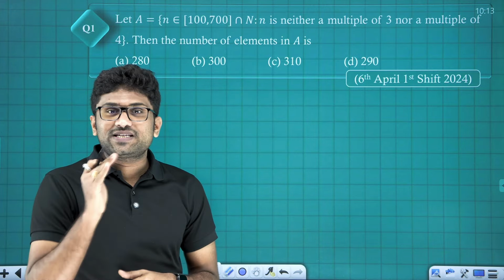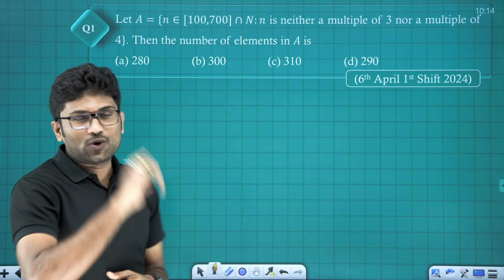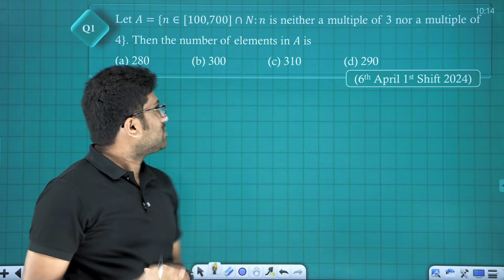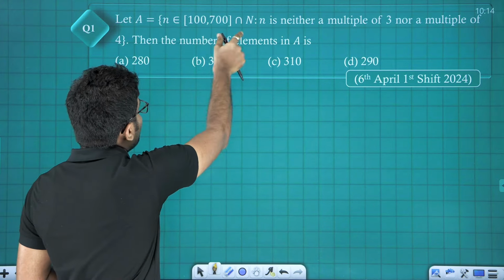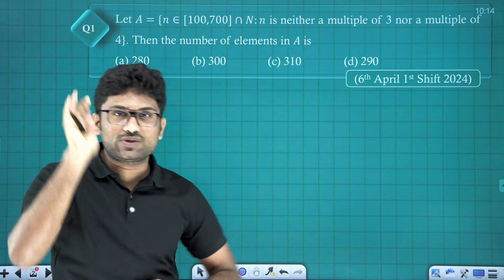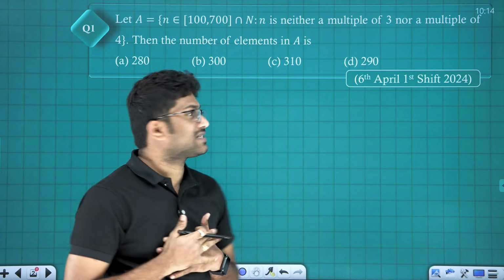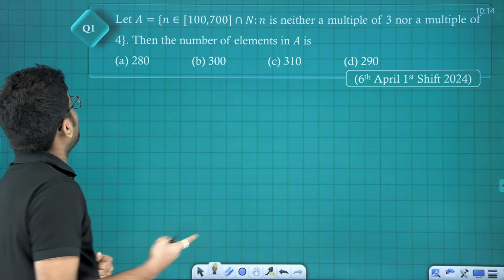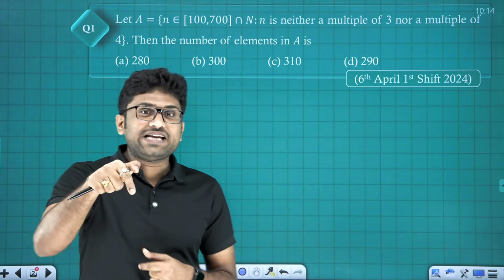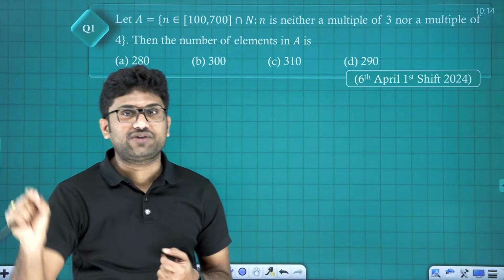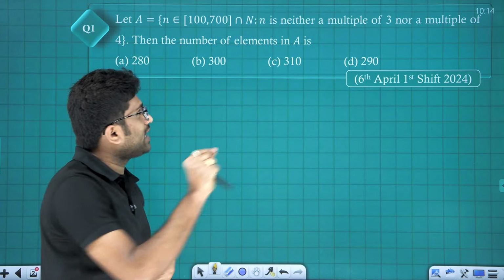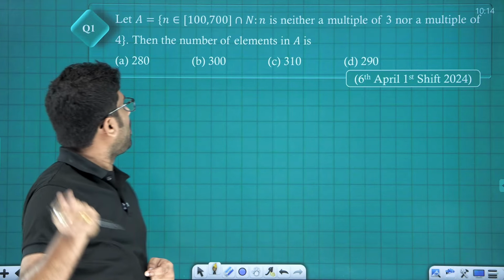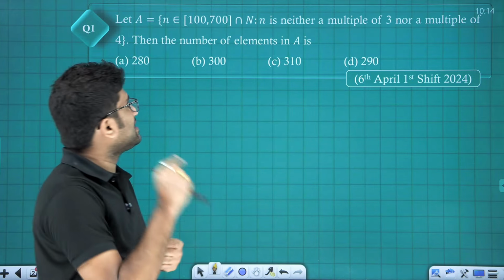Let A be the set of n belonging to closed 100 to 700, intersection N. That means we are supposed to take only the natural numbers from closed 100 to 700. This is our universal set, such that n is neither a multiple of 3 nor a multiple of 4. So in set A, from closed 100 to 700, we have to take only the elements which are neither a multiple of 3 nor a multiple of 4. Then the number of elements in set A.